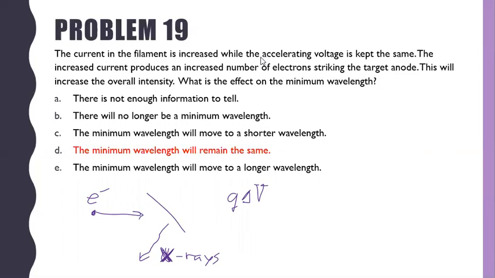So what does this create? It creates an overall higher intensity. More electrons in means more photons out. But since I'm not changing the voltage, it does not change the minimum wavelength, so it will remain the same. You have to change the voltage to get more energy in or less energy in, which would then change the minimum wavelength or maximum frequency for the X-ray photons.